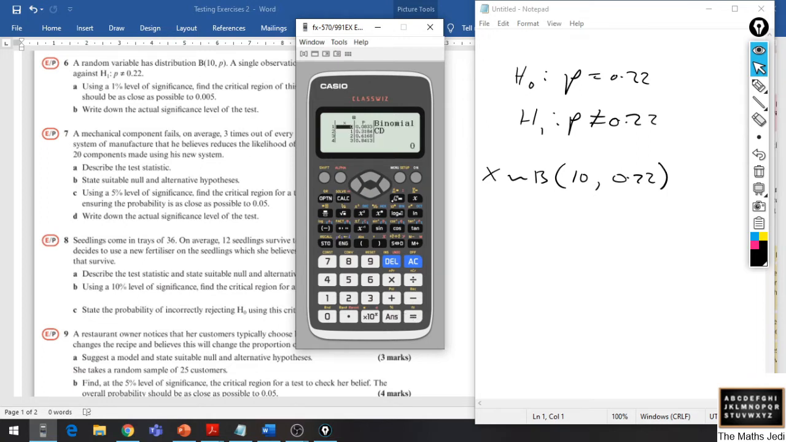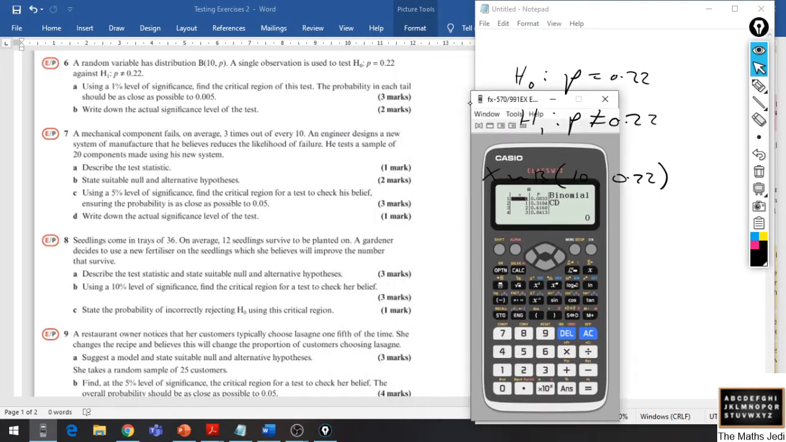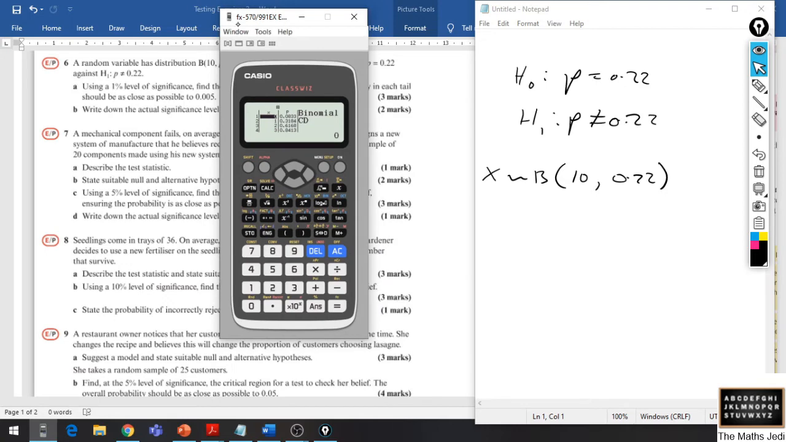We need to be very careful about it. Because we're asked to find, I'll just remind you again, the chances as close as possible. That's worth bearing in mind. So I'll just move that to one side and remind you of that. It's asking you to say the probability in each tail should be as close as possible to 0.005. So that's quite interesting. They've stated that in the question.